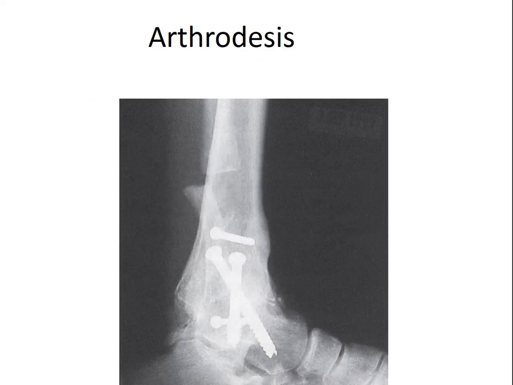You can also have a procedure called an arthrodesis. An arthrodesis, this image is specifically of the ankle, and what they do is they will do internal fixation using screws, pins, rods, things like that to fuse the ankle joint into a specific position. This is often done when an arthroplasty type procedure is not appropriate.